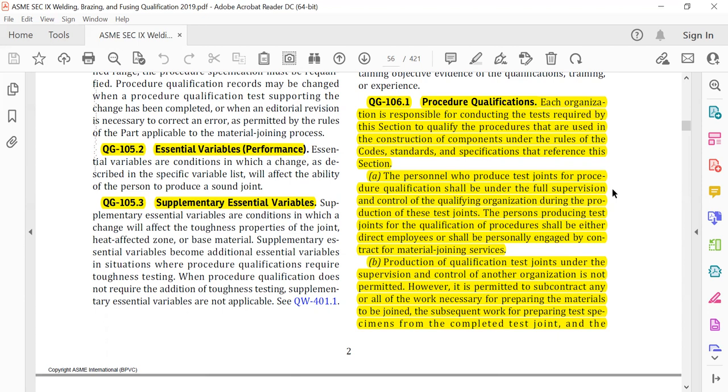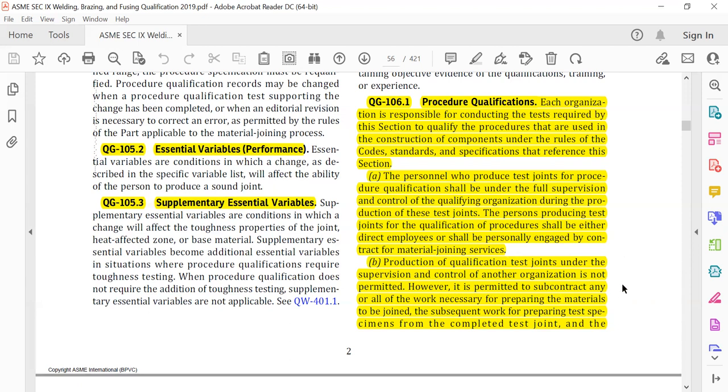The personnel who produce test joints for procedure qualification shall be under full supervision and control of the qualifying organization during the production of these test joints. Persons producing test joints for the qualification of procedure shall be either direct employees or personally engaged by the contractor for material joining service. Production of qualification test joints under the supervision and control of another organization is not permitted.